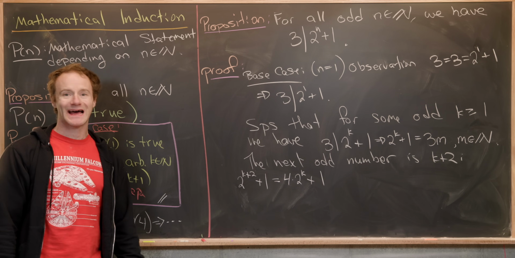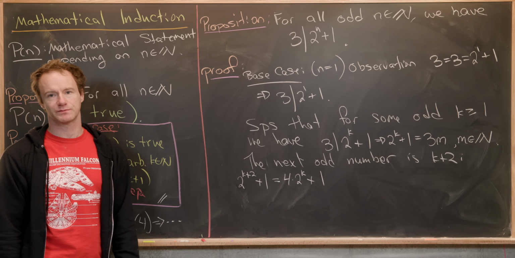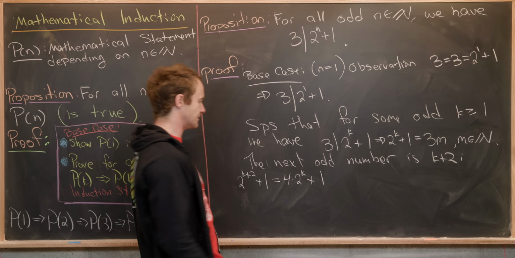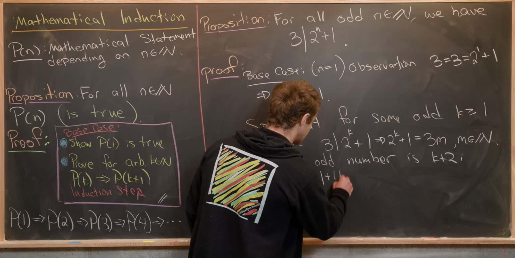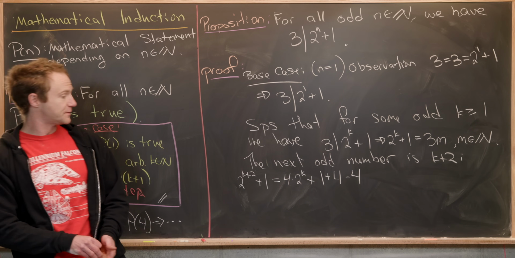But maybe we can add 0 in a certain tricky way so that this is obviously a multiple of 3. So let's see what we can do. Maybe we can add 4 to this and subtract 4 to this, and then group these carefully.